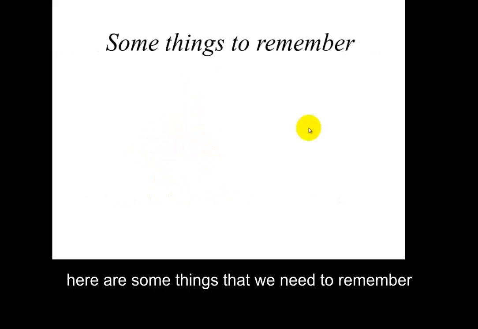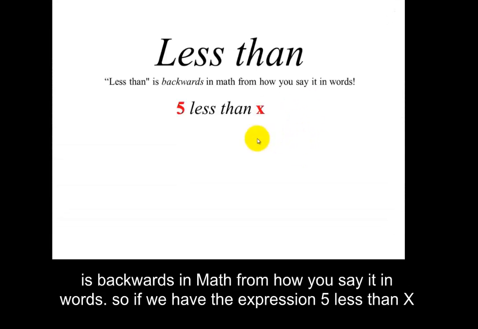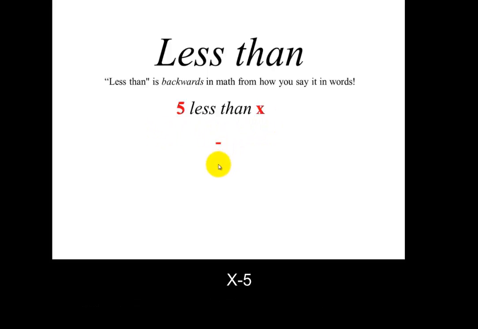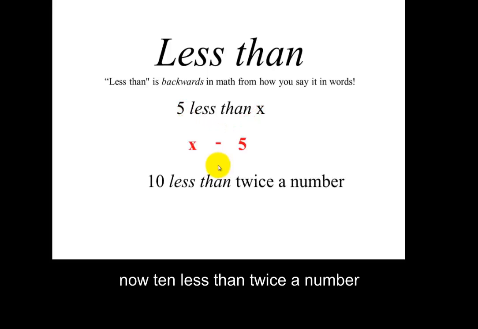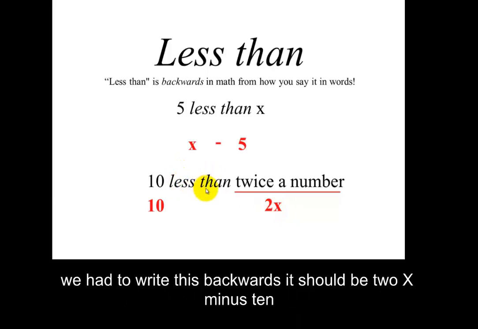Here are some things that we need to remember. Less than is backwards in math from how you say it in words. If we have the expression 5 less than x, we can write this as x minus 5. Now 10 less than twice a number, so we have 10. Now twice a number, it's just 2 times, let's say, a variable x. Now since we are using the phrase less than, we have to write this backwards. It should be 2x minus 10.